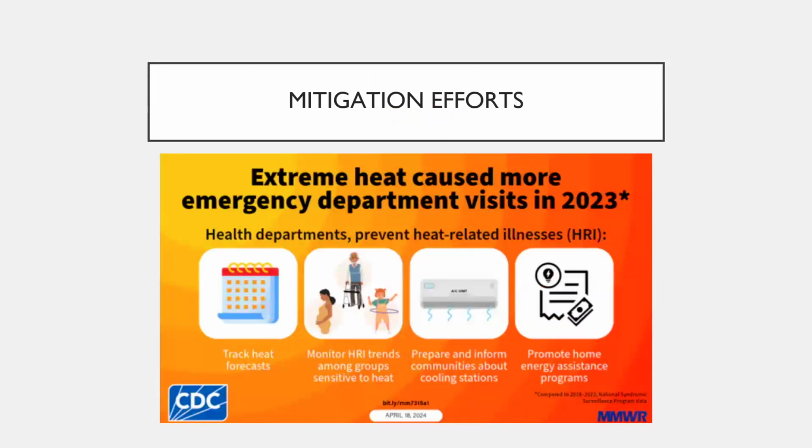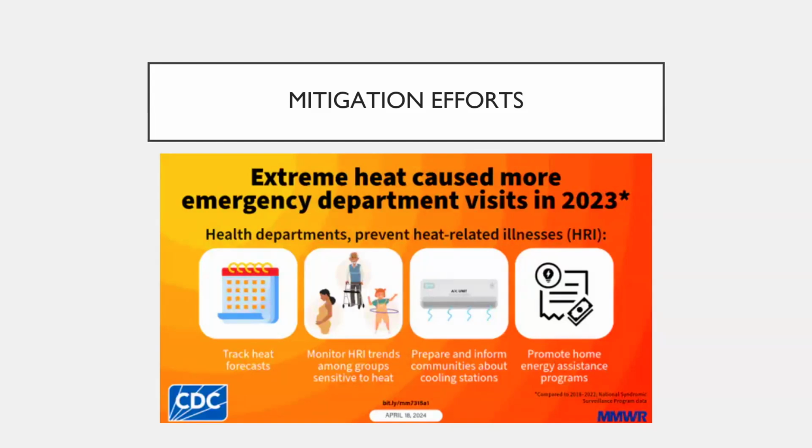Whenever there's heat, the CDC, since they've been tracking this, is also trying to prevent any victims or deaths related to heat. So they've set up a 4-tiered plan to help reduce the number of victims. The first one is tracking the heat forecasts, to see when the temperatures will be high, when the heat indexes will be and how high they will be, and for how long they will be elevated.